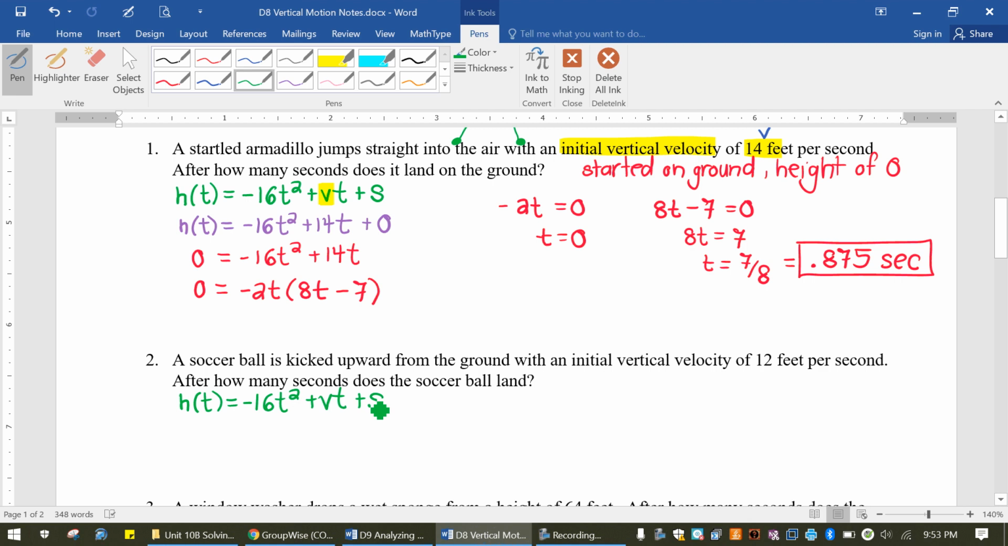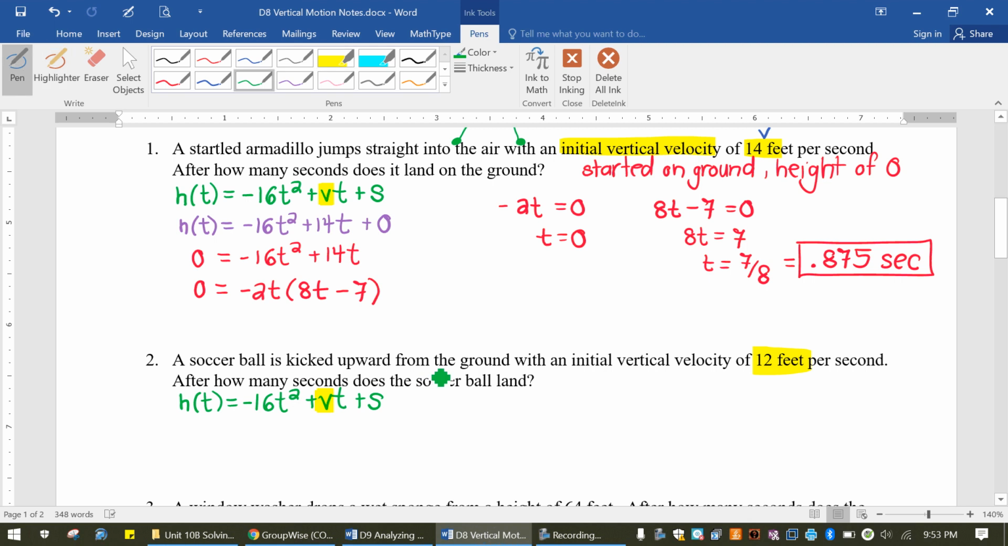And then you're going to read the question. A soccer ball is kicked upward from the ground. So again, just like the armadillo, it starts on the ground, is kicked up, and then it's going to land back on the ground again, with an initial vertical velocity of 12 feet per second. So this is your v.